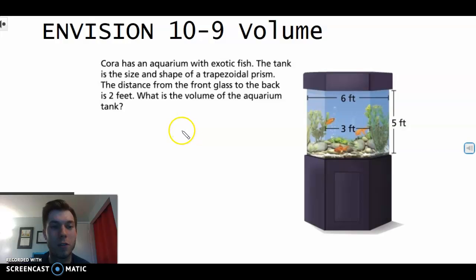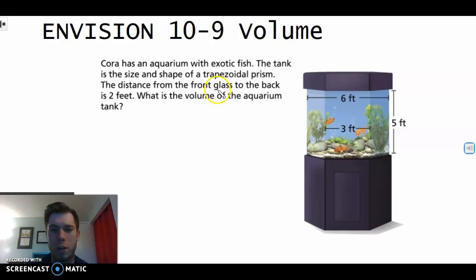Anyway. So we have Cora has an aquarium with exotic fish. The tank is the size and shape of a trapezoidal prism. The distance from the front glass to the back is 2 feet. What is the volume of the aquarium tank? So we are primarily going to look at just the tank part, not the top or the base of it, just the tank.